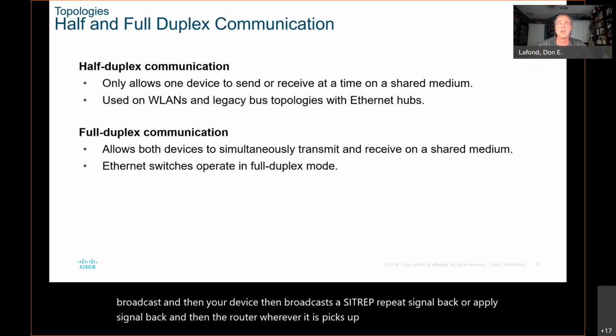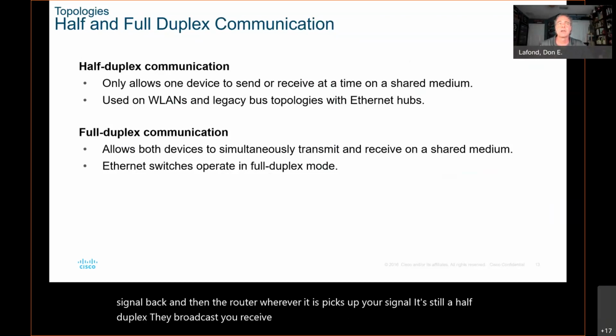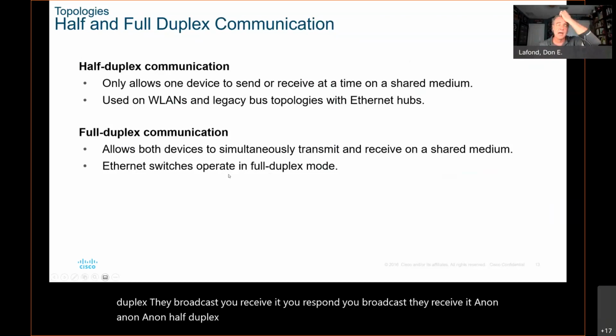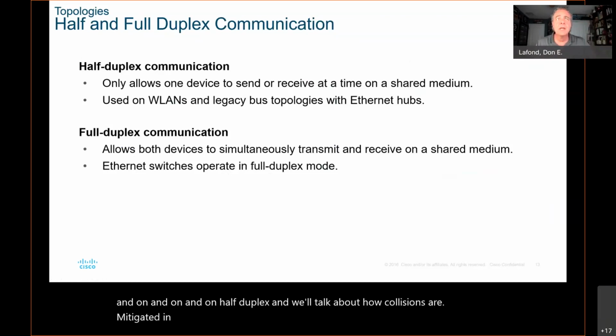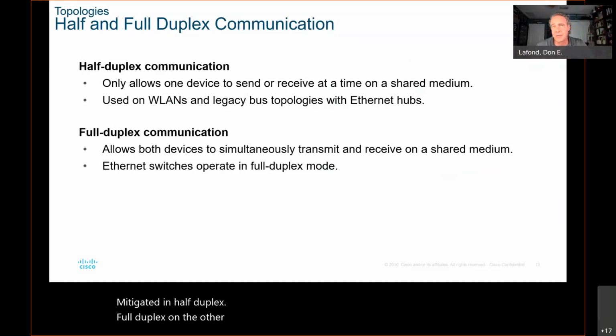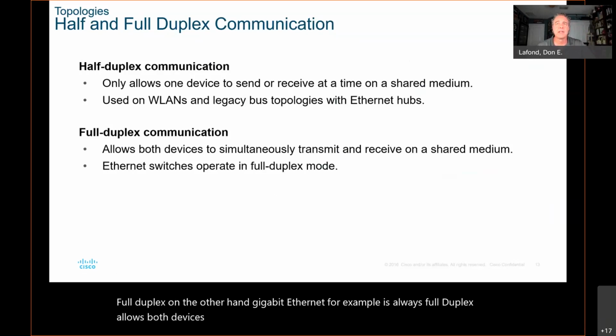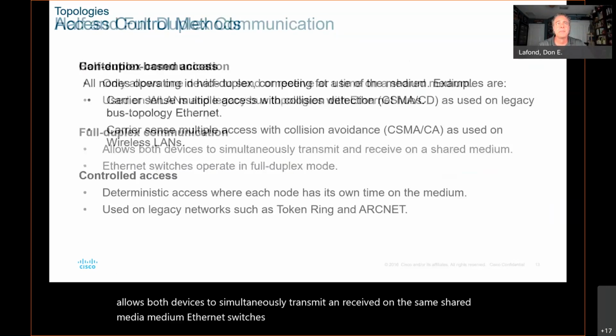It's still a half duplex. They broadcast, you receive it, you respond, you broadcast, they receive it, and on and on and on. Half duplex. And we'll talk about how collisions are mitigated in half duplex. Full duplex, on the other hand, gigabit Ethernet, for example, is always full duplex, allows both devices to simultaneously transmit and receive on the same shared medium. Ethernet switches operate at full duplex mode.